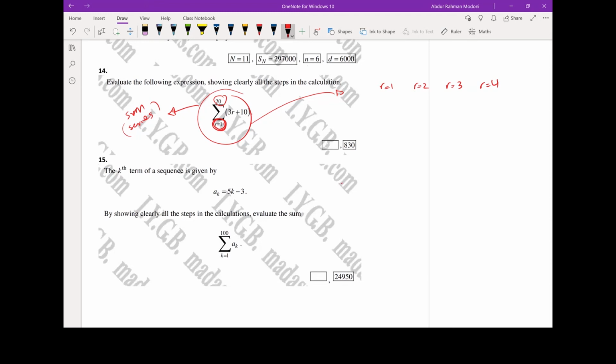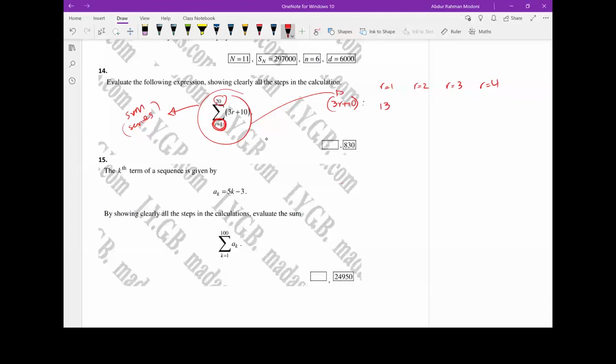If it started off with r equals 5 to 20, then I would have started off with r equals 5, r equals 6, to figure out what the first few terms of that series are. So let's go and see what the first few terms are for this. When r is equal to 1, 3 lots of 1 plus 10, that's 13. I'll write down here what I'm working out: the value of 3r plus 10 in each case.